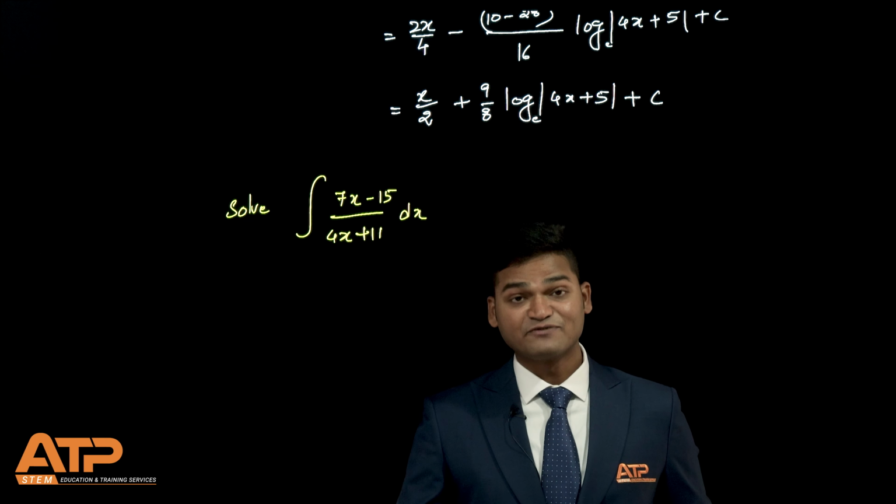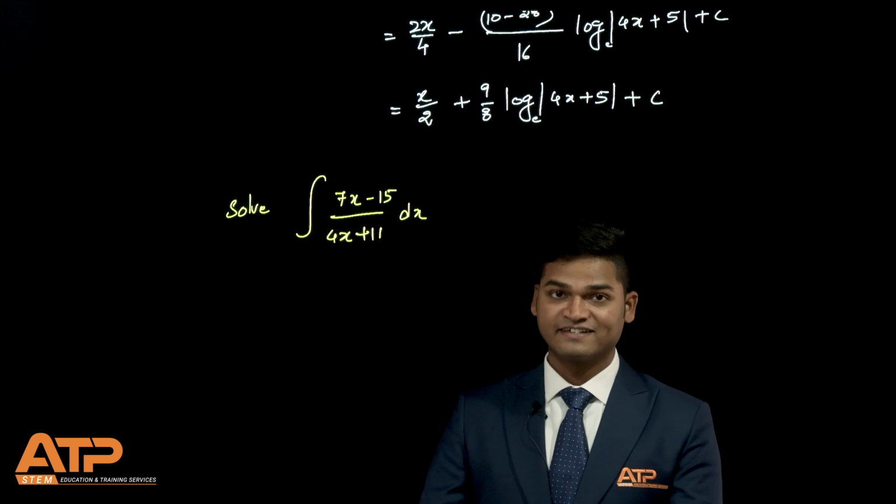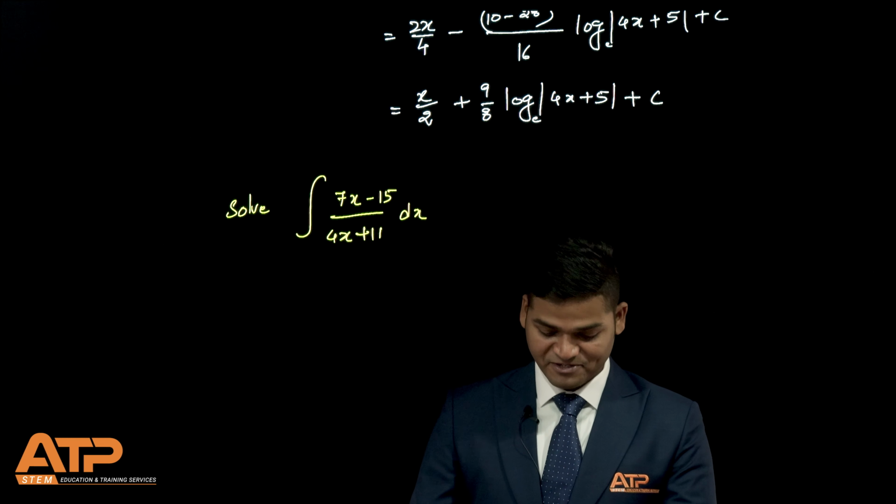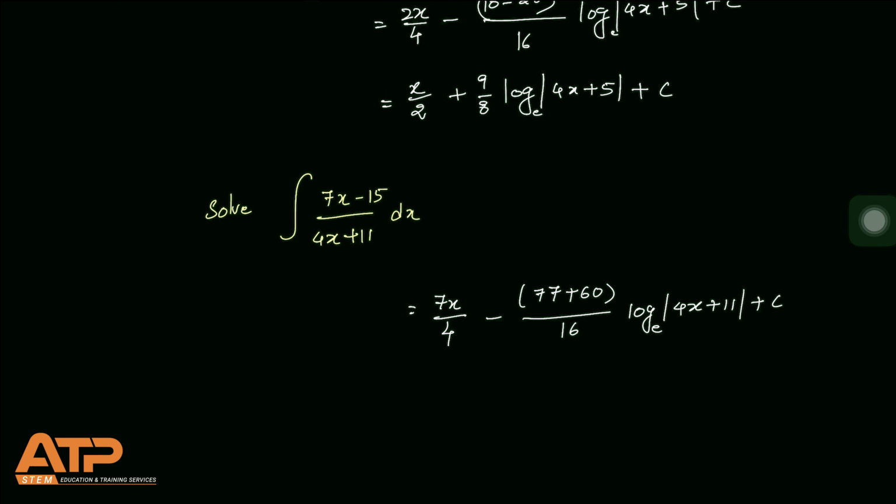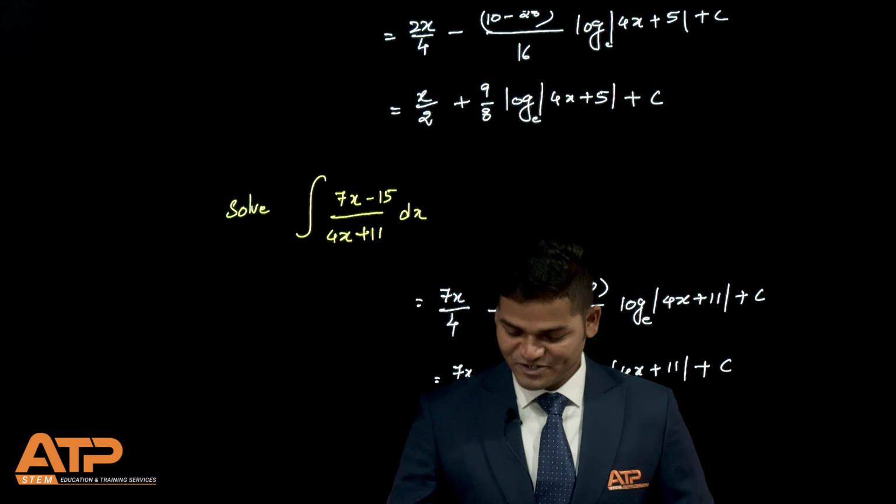Integration 7x minus 15 by 4x plus 11 dx. Okay, so what will the result be, students? Directly you can write 7x by 4 minus 7 into 11, 77, minus 15, before that will become plus, so 77 plus 60 divided by 16 log mod of 4x plus 11 plus c. If you simplify further, 7x by 4 minus 137 divided by 16 log mod of 4x plus 11 to the base e plus c. So we got it. So let's go to the next tip, students.